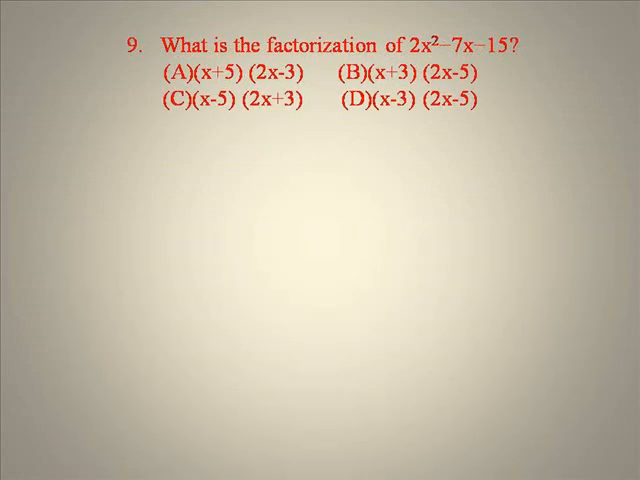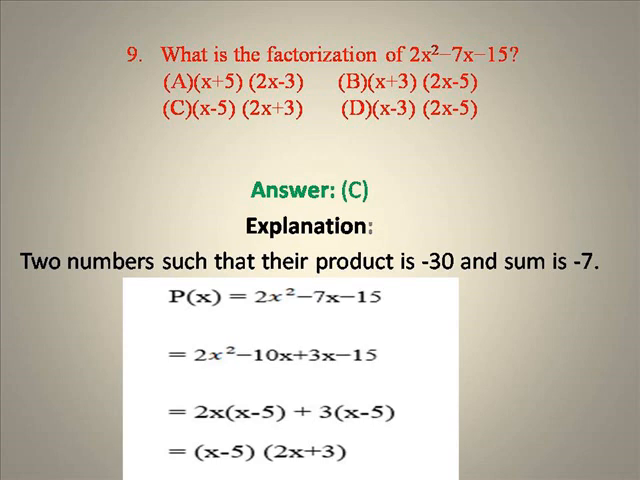Number 9. What is the factorization of 2x square minus 7x minus 15. It's like a middle term factorization. So let's see its answer. The answer is (x minus 5) into (2x plus 3), that is option C.